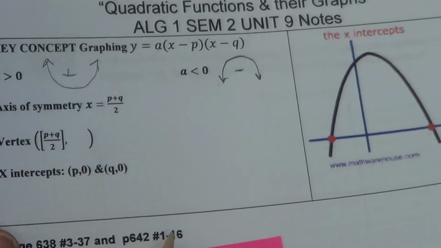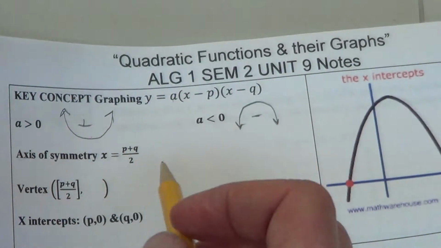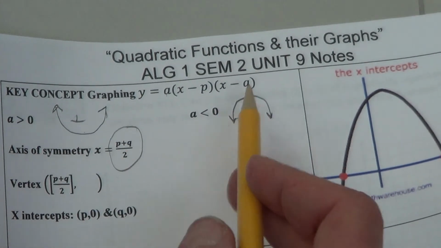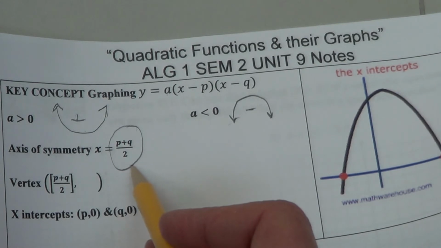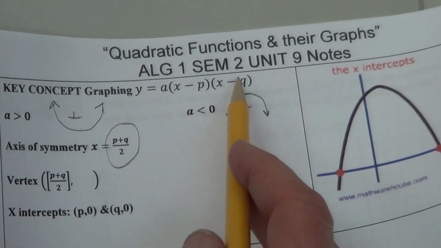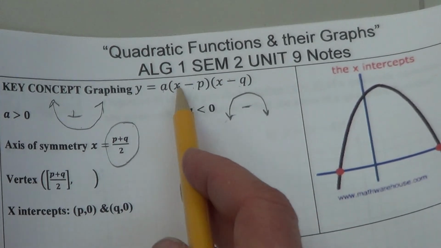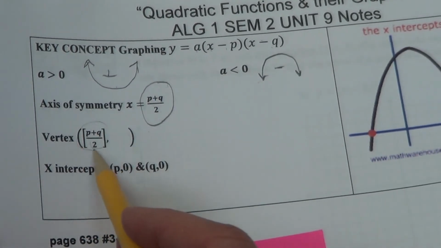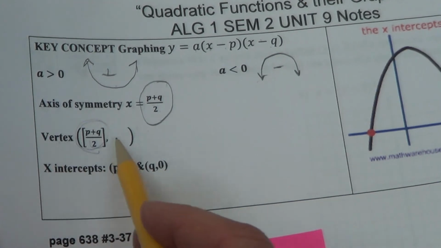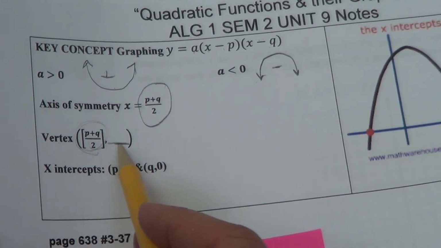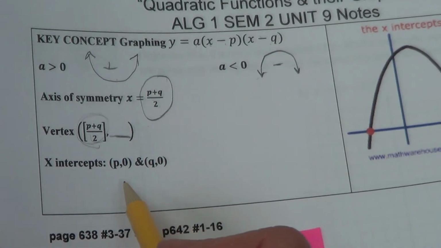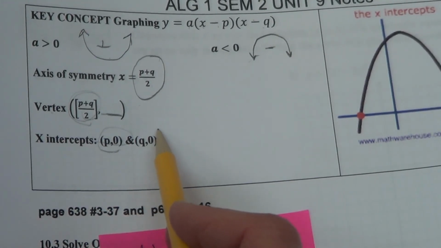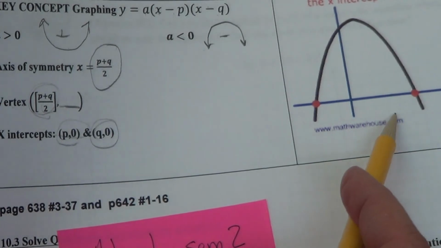Okay? So the axis of symmetry, again, as I showed you, it was your P plus your Q divided by 2. Remember, they're the opposite of what they look due to the negatives in the formula. And then you'd simply take that axis of symmetry, plug it in for your x value to find your vertex. And then you'll come out with your solution right there as your vertex. The x-intercepts are the P,0 and Q,0, just as we graphed.